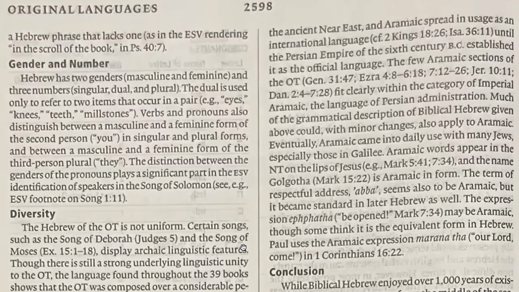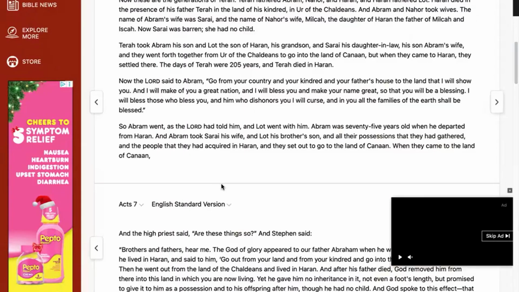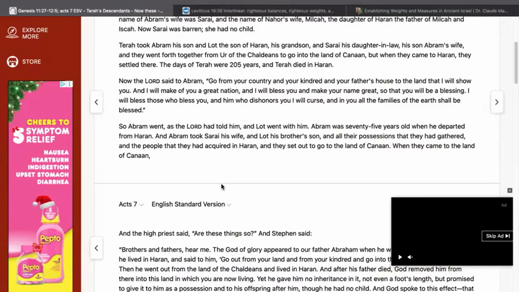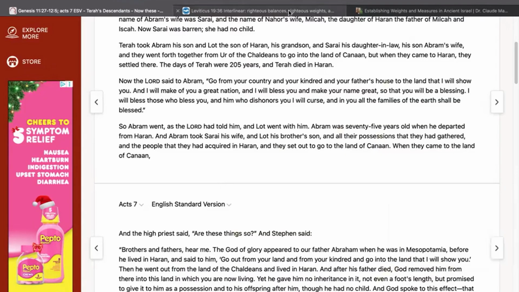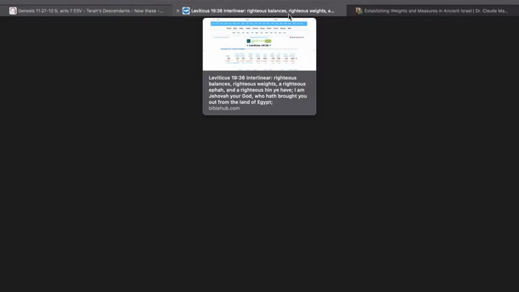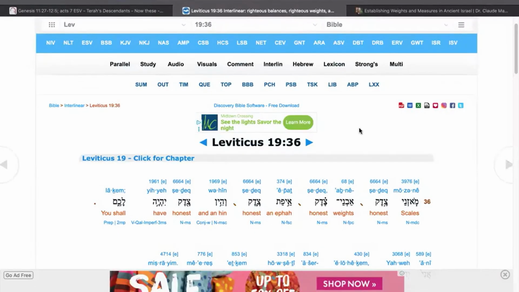Let's do this here. Let's do that for a second. Bring this over here. So we just go back and forth to that. All right. So in Leviticus 19, verse 36, let's go to the ESV of how it actually reads. Actually, okay, let me do this.